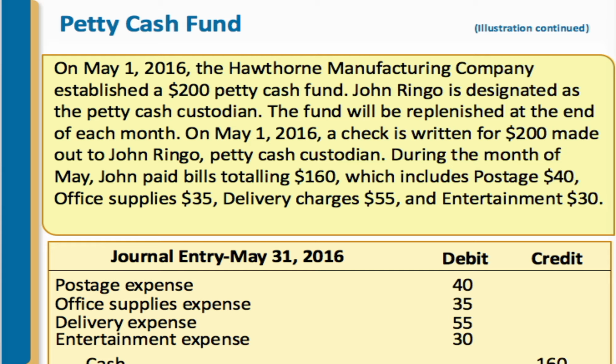At that time, a check is written to John Ringo, petty cash custodian, for the total of the fund receipts, $160 in this case. John cashes the check and replenishes the fund to $200. In journal entry form, replenishing the fund would be recorded as noted here.